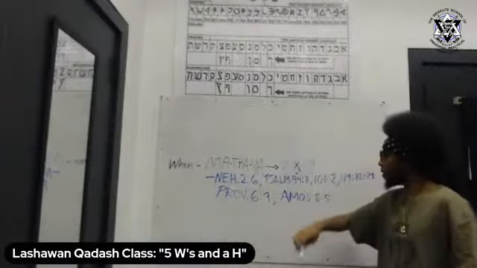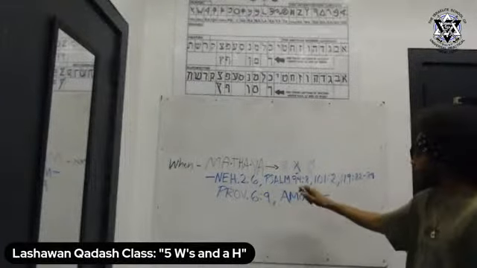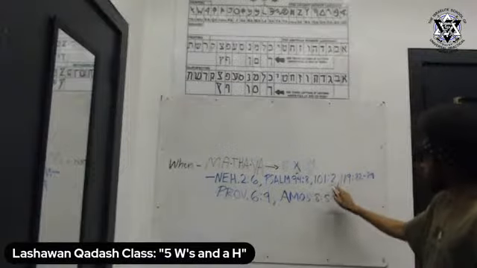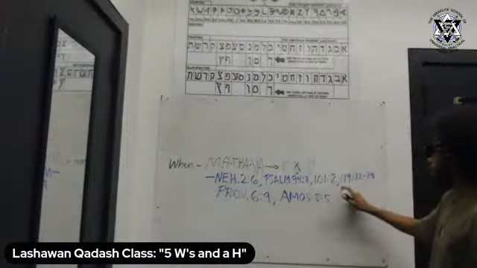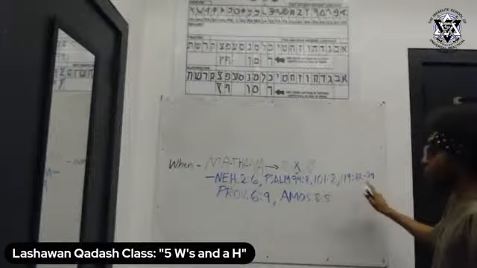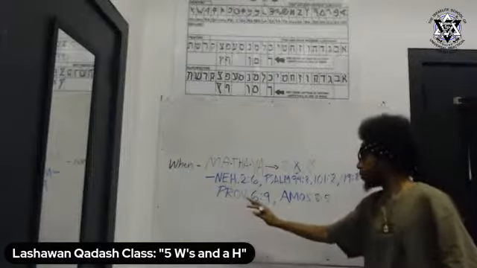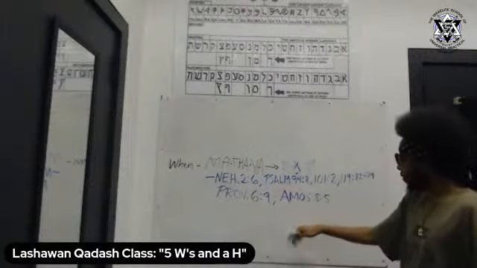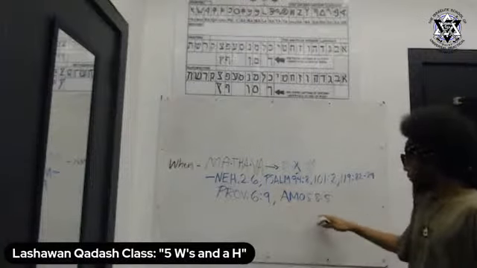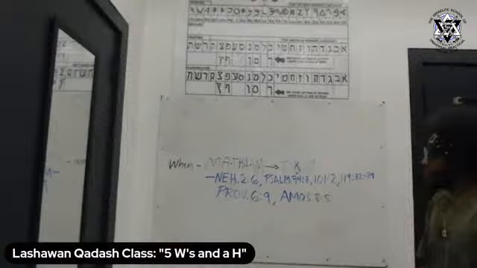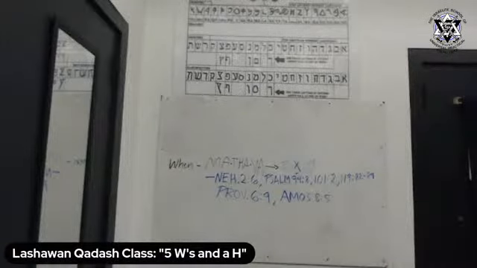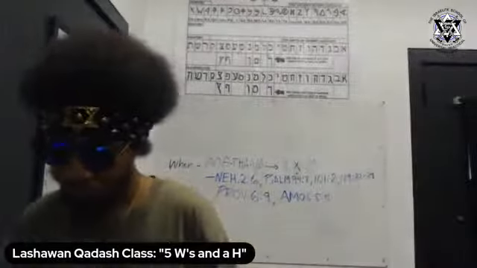Nehemiah chapter 2, verse 6. Psalm chapter 94, verse 8. Psalm chapter 101, verse 2. Psalm chapter 119, verses 82 through 84. Proverbs chapter 6 and 9. Amos chapter 8, verse 5, and that's it. Okay, now let's get into the hows. Okay, let's get into the hows. All right.